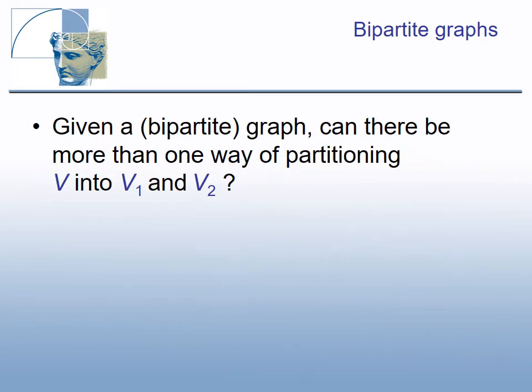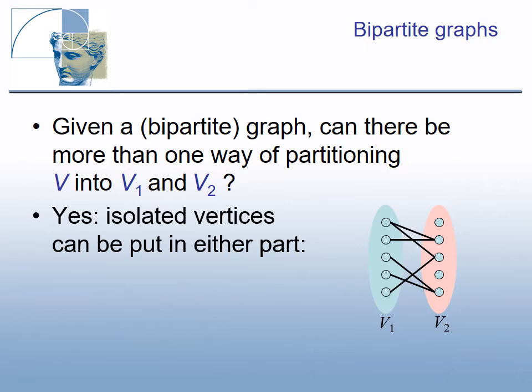What do you think? Can there be more than one way of partitioning a bipartite graph into two parts with vertices from different domains? What kind of vertices allow us to do so? The right answer is yes. Isolated vertices can be put in either part. You can see an example in the figure.